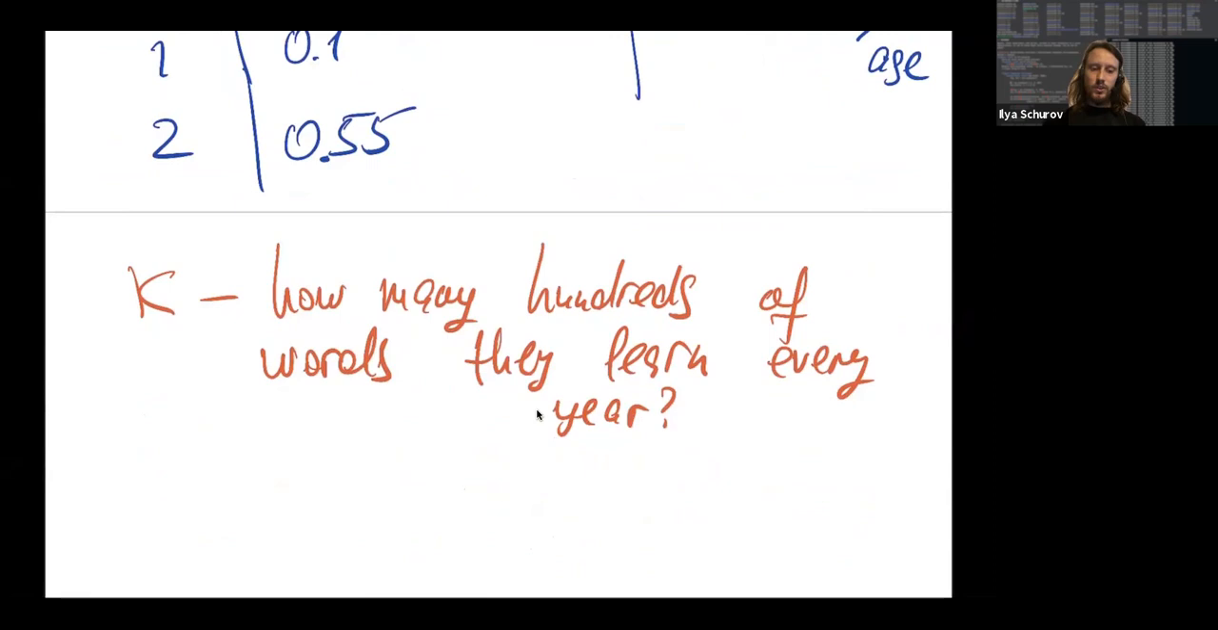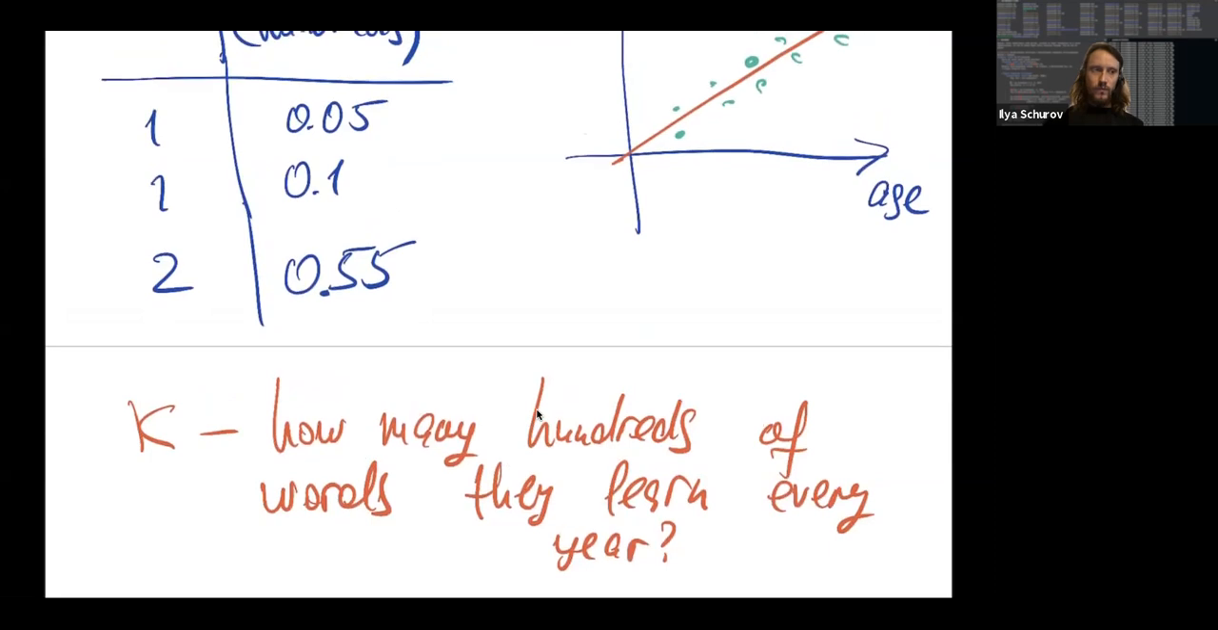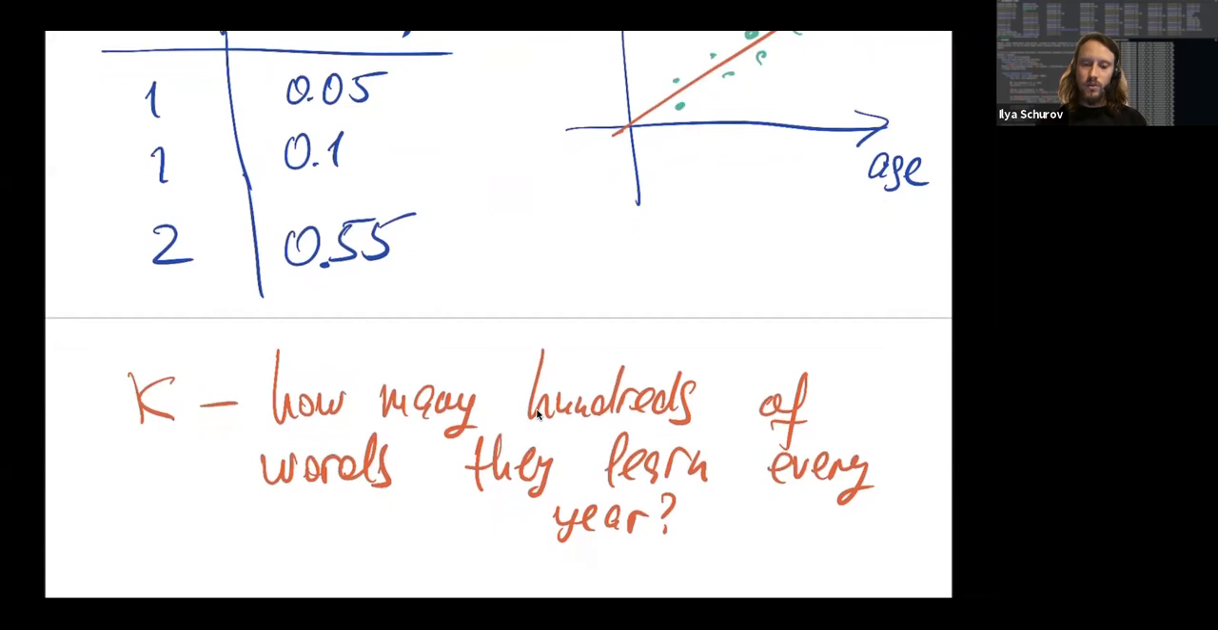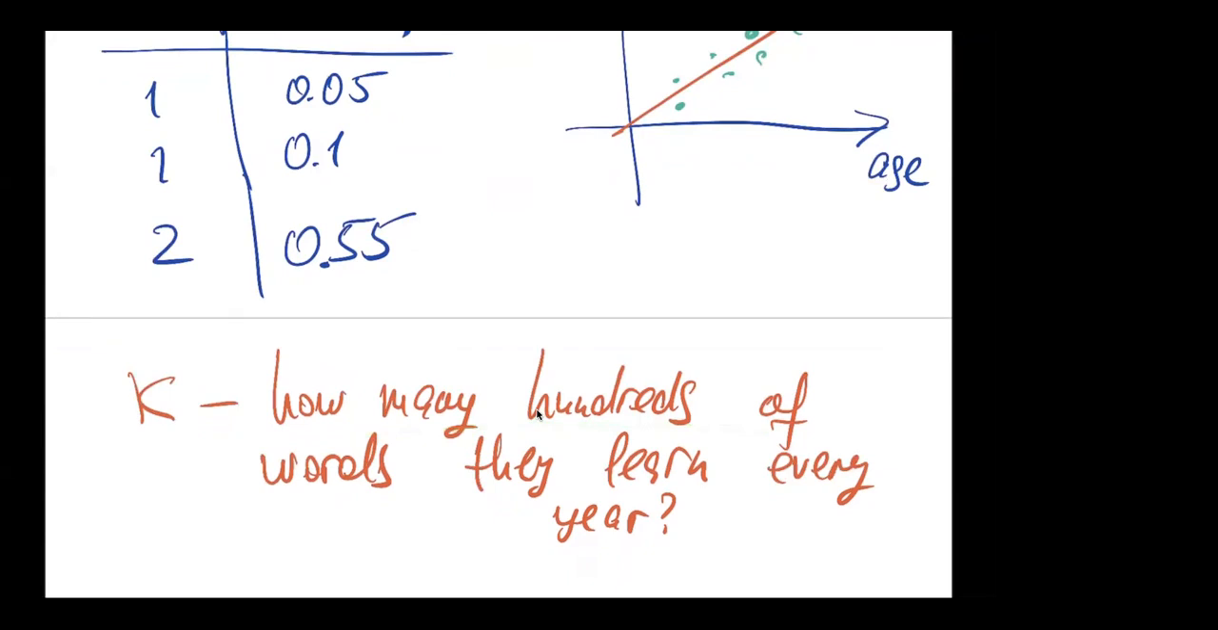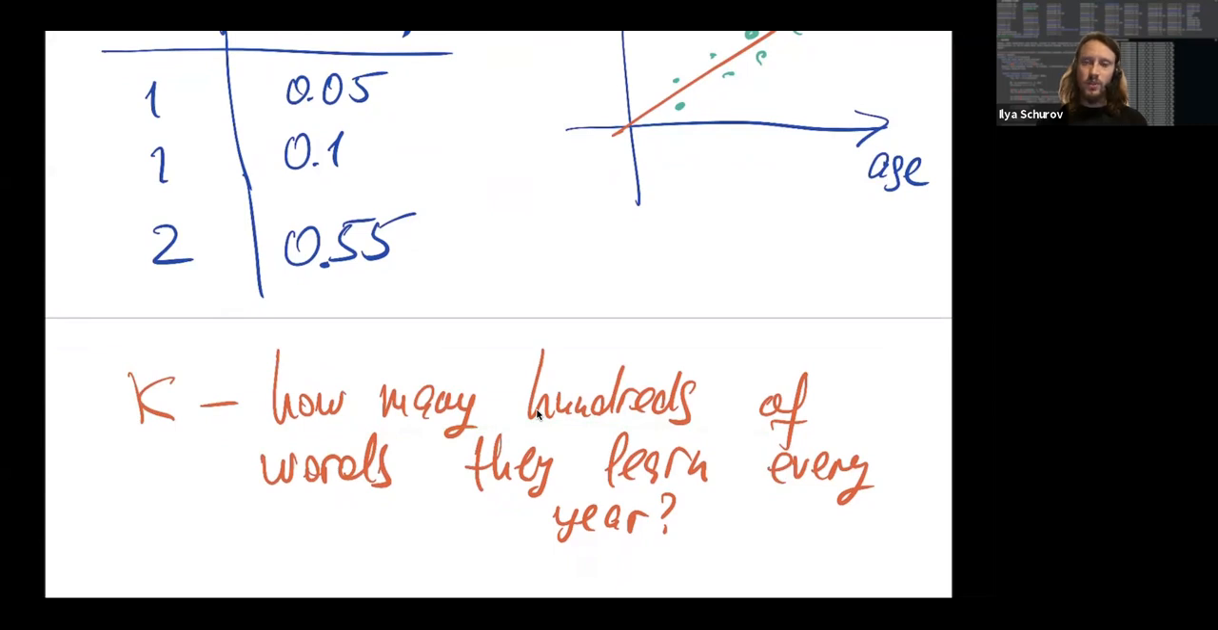So what is the difference between this k and the previous k? If I know that, for example, my children learn 50 words each year, how many hundreds of words do they learn each year? One half. So it is decreased from 50 to one half. It is decreased by 100.